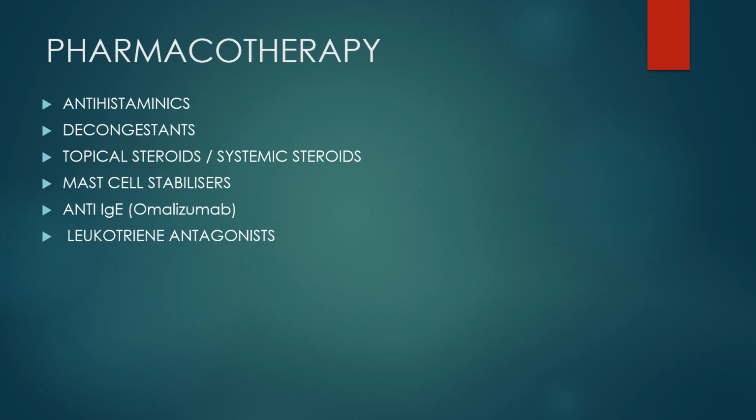Leukotriene receptor antagonists, they include montelukast, pranlukast, and zafirlukast. Now they block cysteinyl leukotriene type receptors. They are very well tolerated and they have very few side effects. So usually a combination drug of montelukast and cetirizine or levocetirizine is given.